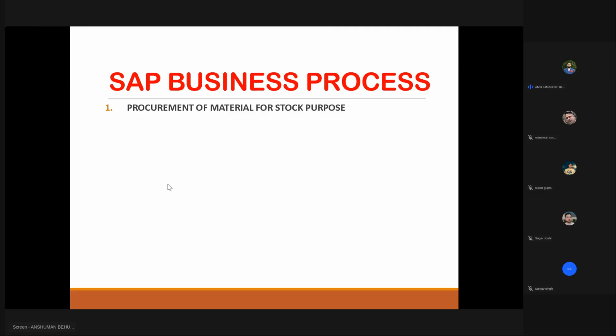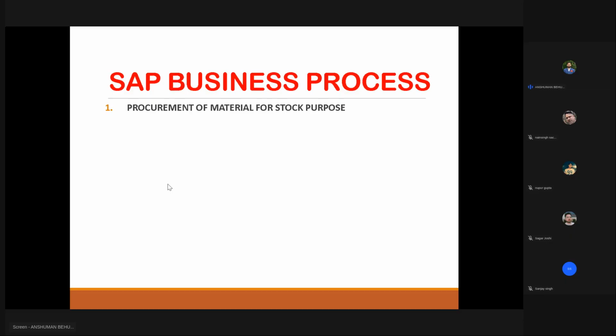Basically, what do we mean by business process? Business process means the type of procurement that we have on our purchasing side. So first we will understand the types of purchasing process or business process in SAP MM. The first one is procurement for material. Basically we will procure either material or service. These are the two kinds.